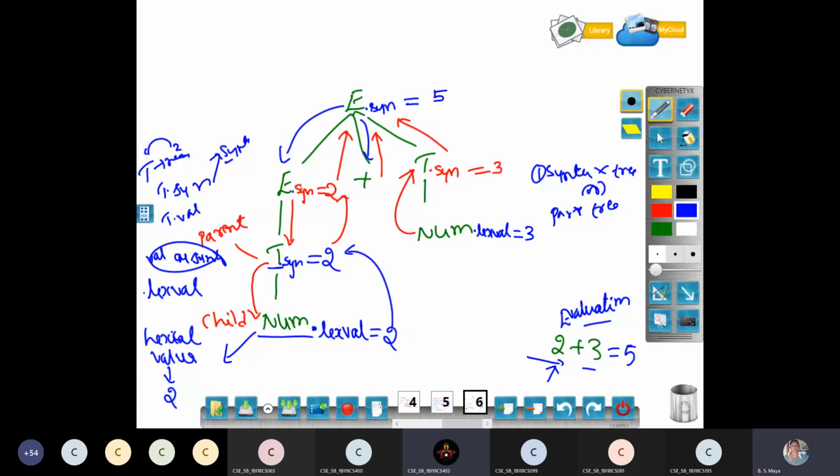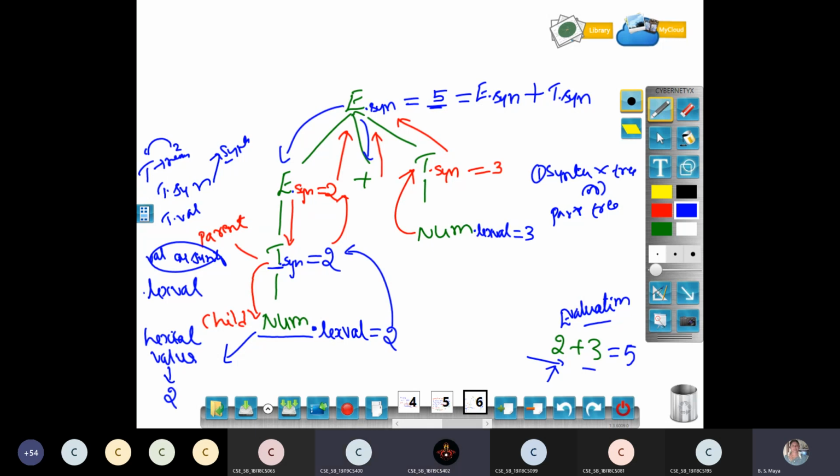See how this 5 will come? What are the rules for that? How is this 5 obtained? It's a combination of E dot syn plus T dot syn. Is it right? The addition of these two things will be assigned to E dot syn, right?